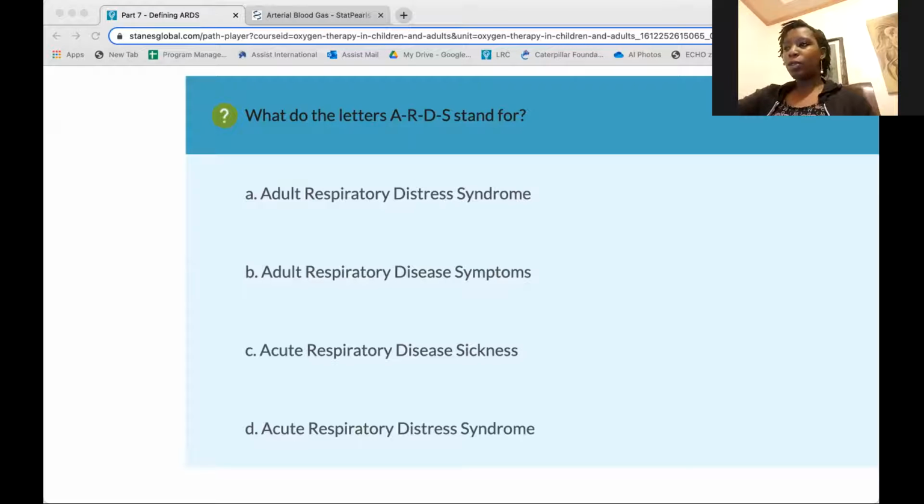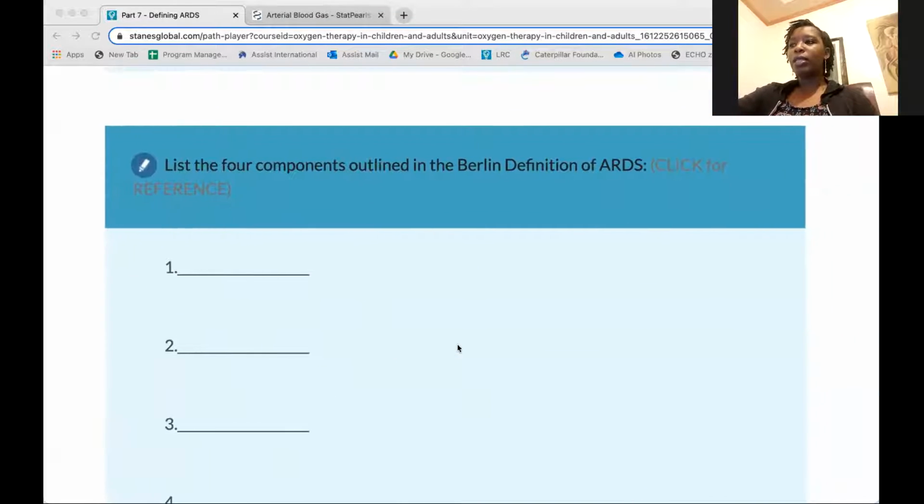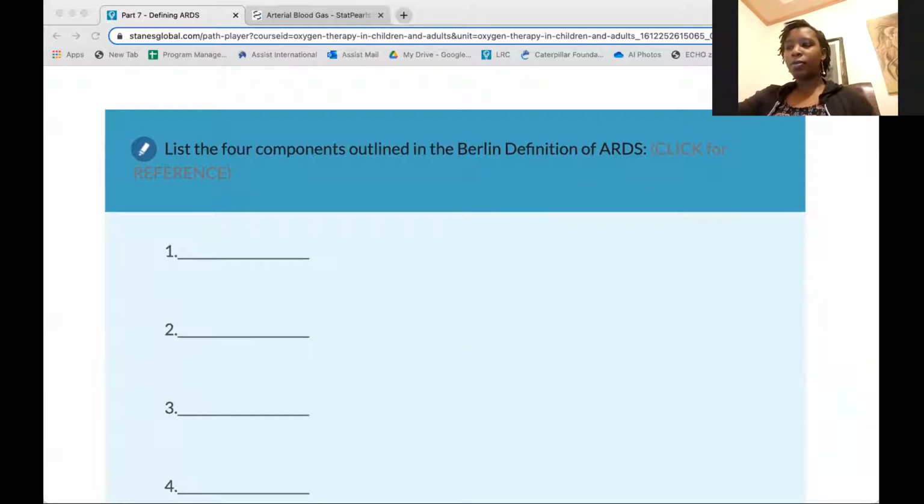So in the next part of the question, it says, list the 4 components outlined in the Berlin definition of ARDS. From the name itself, we can actually pick out a few things. The presentation of the patient has to be acute. Acute meaning the presentation is less than a week. So that is one of the Berlin criteria, that the patient has presented with symptoms in less than a week. So it is an acute illness.